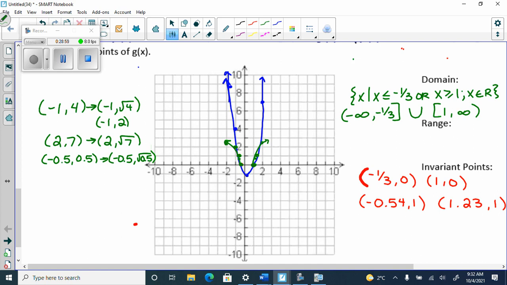And then your range would be y such that y is greater than or equal to 0 in set notation, or 0 to infinity. Then let's go up.